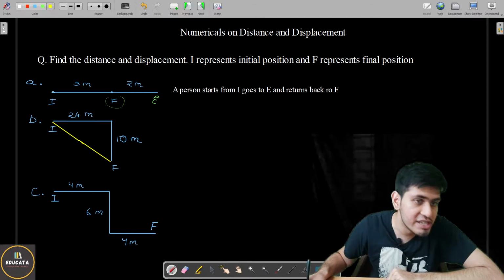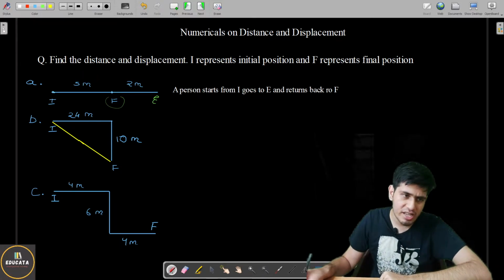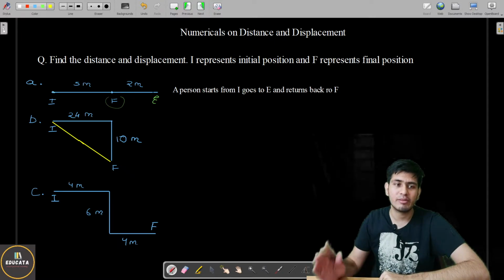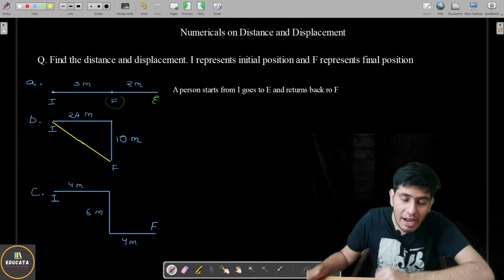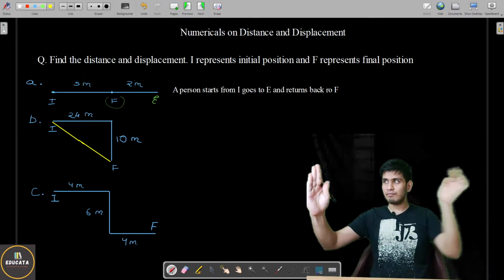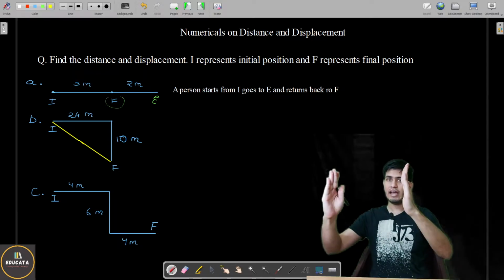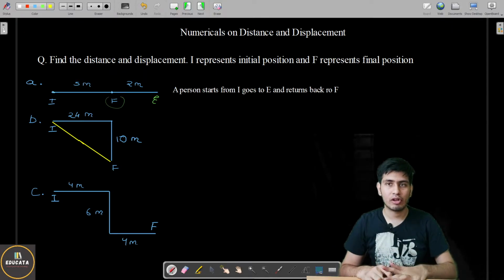This I is the initial position, this F is the final position, and this E is the intermediate position. Okay, a person starts from I, goes to E, and then returns back to F. He has traveled something like this. Then after reaching this point, he has traveled something like this. This is the situation that I am talking about.